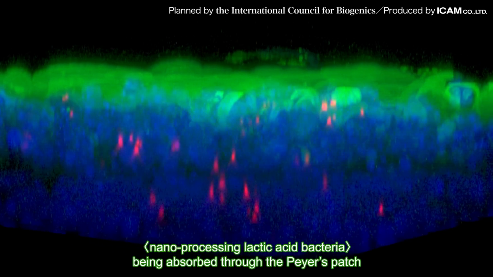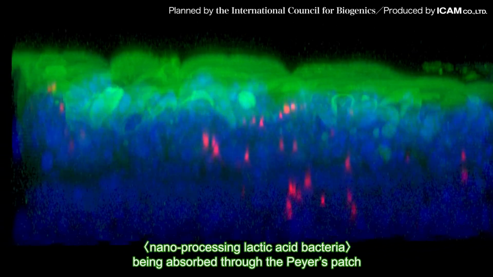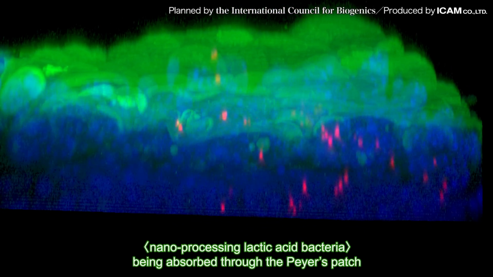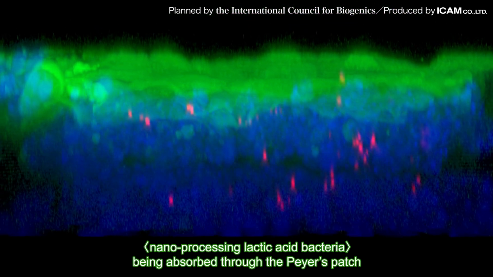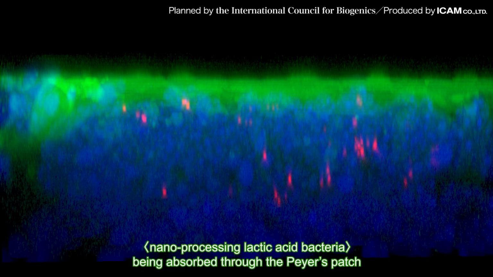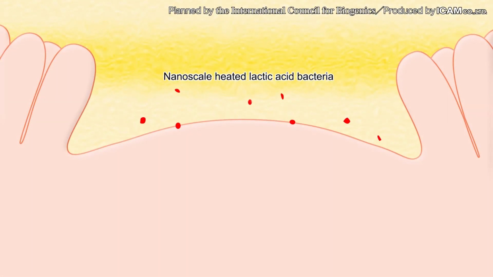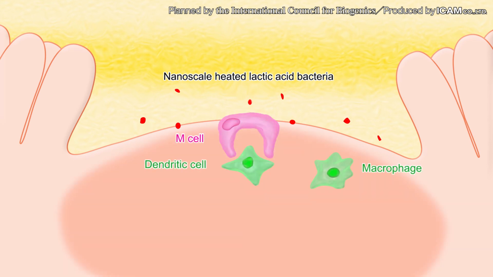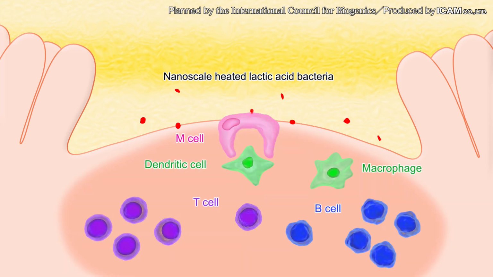Many nanoprocessed lactic acid bacteria which dispersed are absorbed in the inside of the Peyer's patch. Various immune cells are staying on the inside of the Peyer's patch. Nanoprocessed lactic acid bacteria that are absorbed by M cells are passed on to dendritic cells and macrophages, which then activate T cells and B cells.